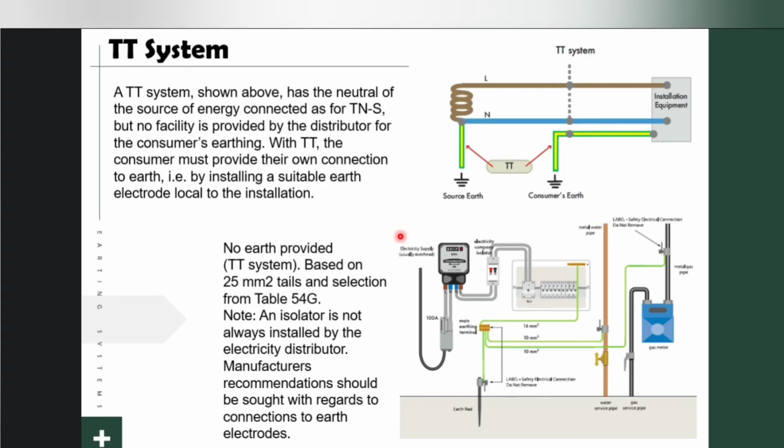And the fourth type of the earthing system, which is the TT system, also has two earth pits or earth rods. I make the first one near the source, and I make a connection between the neutral and the source earth, and I also make a consumer earth, and I take this neutral directly to the installation equipment, and also from the consumer earth I take a separate earth conductor to the installation equipment.